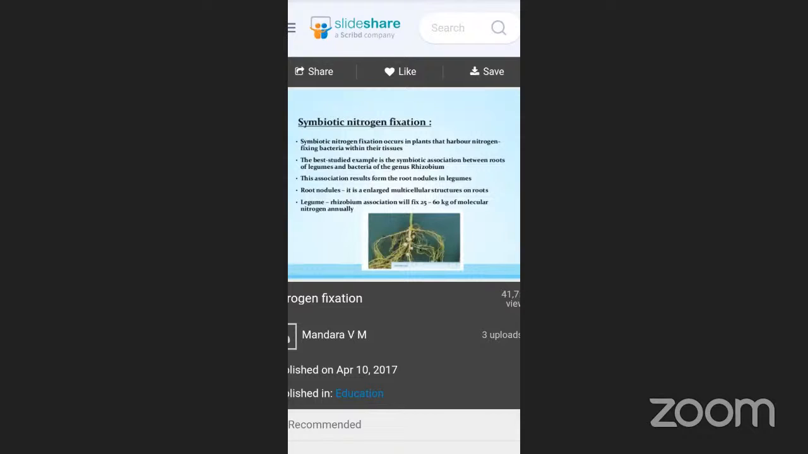Next is physical nitrogen fixation. In physical nitrogen fixation, only about 10% of atmospheric nitrogen is fixed, through physical processes such as lightning strikes and thunderstorms. Lightning dissociates water vapor into hydrogen and oxygen atoms and hydroxyl radicals. These free atoms and radicals combine with nitrogen in the atmosphere and produce fixed nitrogen.